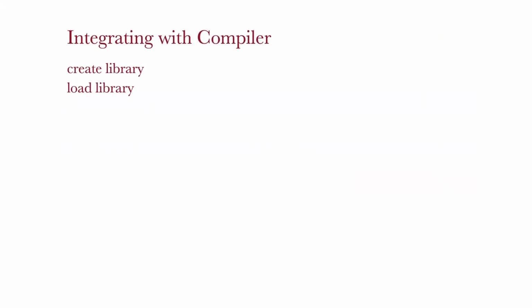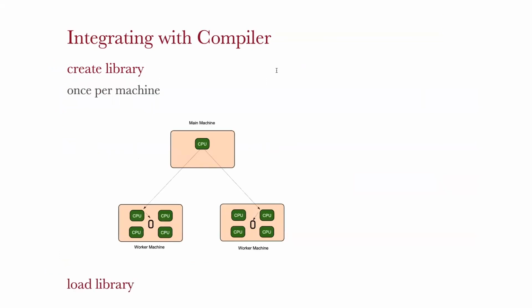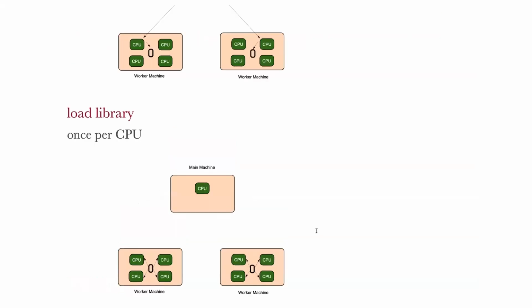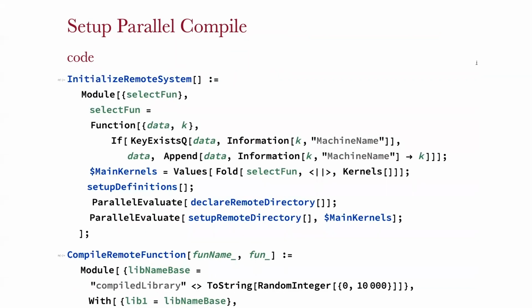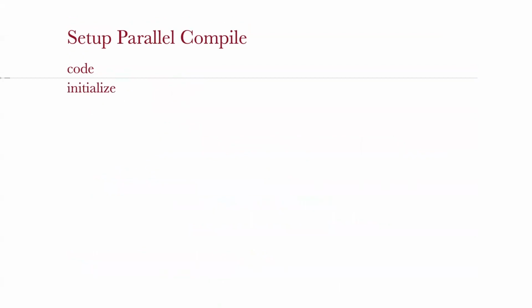result. So I thought about a way to integrate this with the compiler. The compiler has a mechanism for making dynamic libraries. So what you do is, once per machine, you send a command to one CPU on that machine to compile some code and make a library for that code. And then on the machine, each kernel loads that library. I thought that was an interesting workflow, and I wrote some code so we can set that up.